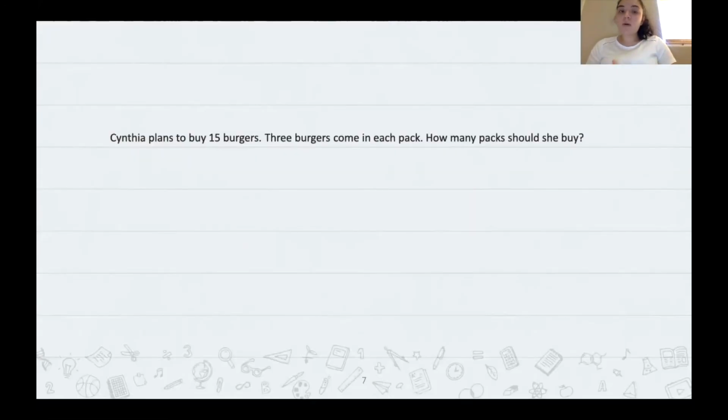We're gonna do one more problem. Again, if you have your counters out, go ahead and use those. This will be really helpful for this problem. So Cynthia plans to buy 15 burgers. 3 burgers come in each pack. So how many packs should she buy?